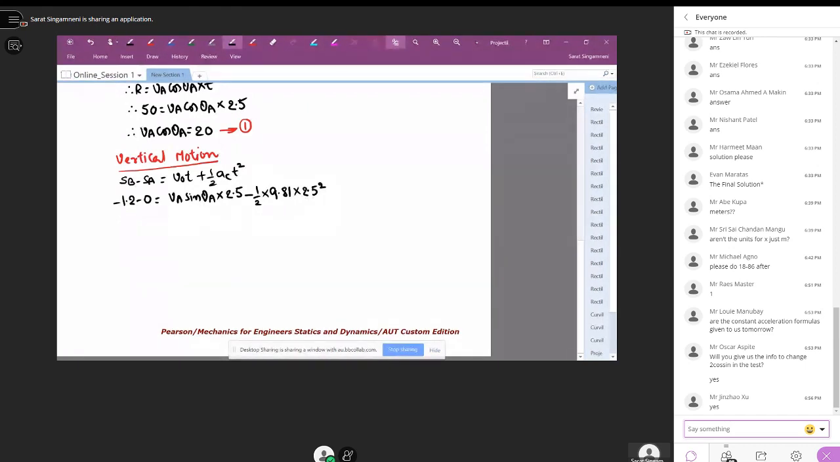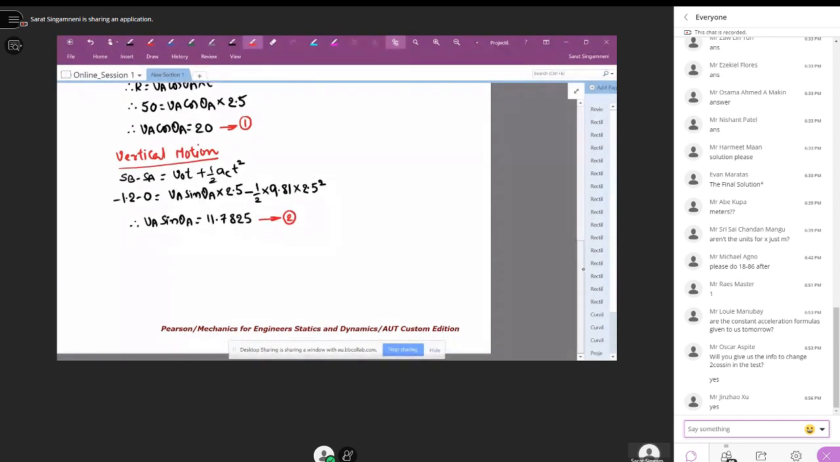times 2.5 squared. If you simplify this, you will get another equation: VA sine theta A is equal to 11.7825. That is equation 2.